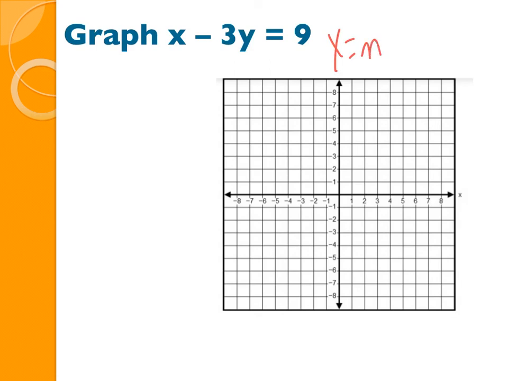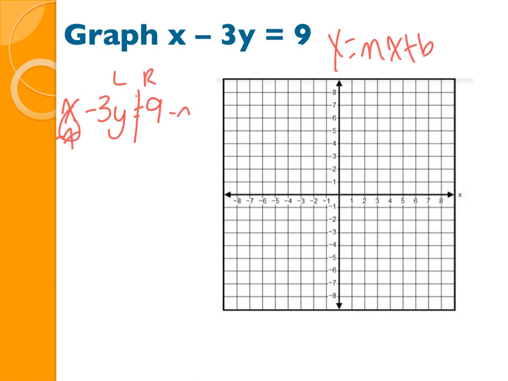y equals mx plus b. So we're going to take x minus 3y equals 9 into slope-intercept form. So I'm going to rewrite my equation. I want to move x from my left-hand side to my right-hand side, so minus x, so negative 3y equals negative x plus 9. Let me write that a little better.